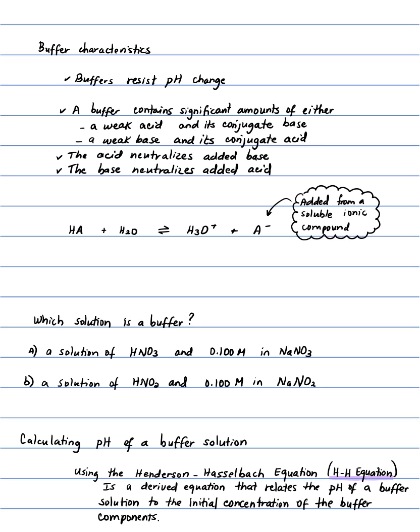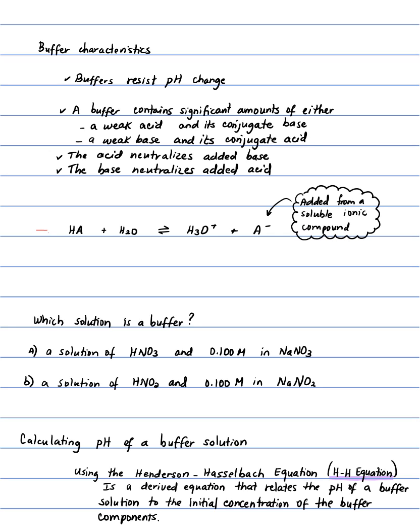In the same buffer solution, if instead of adding a base now, you're adding an acid, the acid that you're adding is going to react with the conjugate base. Remember, you have both in your buffer solution. So if you're adding an acid to a buffer solution, that acid that you're adding is going to react with the conjugate base. And since you have a buffer where you have a weak acid, that's an equilibrium system. So let me show you something here.